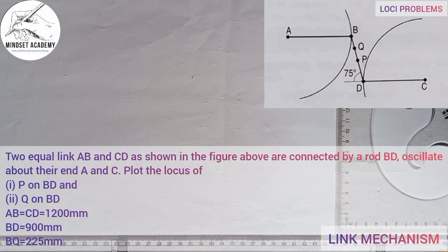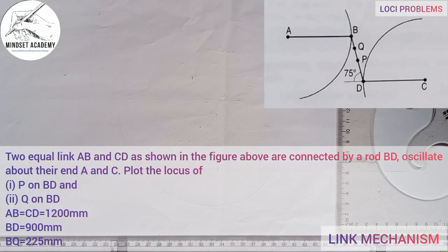900 millimeter, and BQ is equal to 225 millimeter. Now, without being told, you can see that the dimensions are so big, right? So we have to put them to a scale so that they can fit into our drawing sheet. So in order for our drawing to fit into our drawing sheet, we're going to put them into scale.